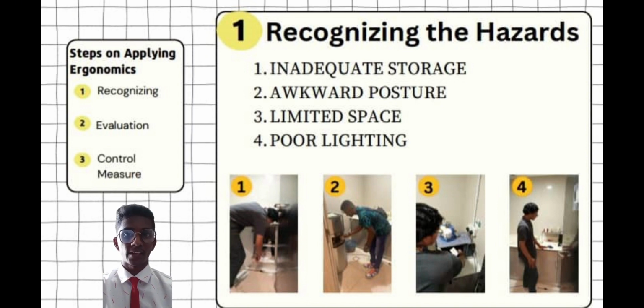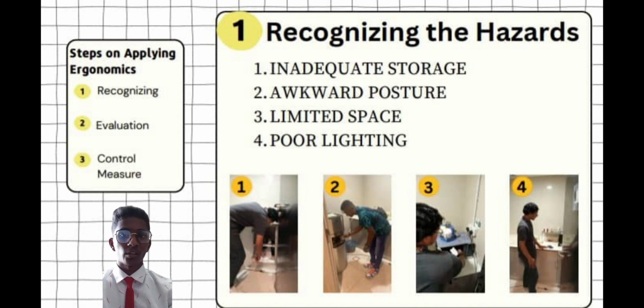Moving on to the second picture, we see that the staff are having problems filling water in the glass from the water dispenser. They need to bend their body forward to fill the cup with water. Moving to the third picture, we have limited space. When they want to use the oven and move around the pantry, they have limited space, so it may cause accidents or injury to the staff.